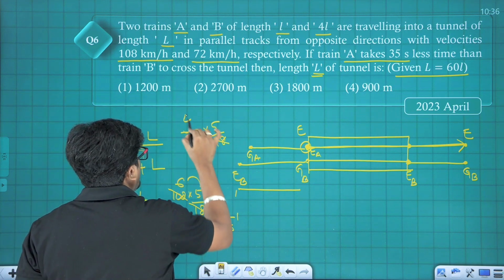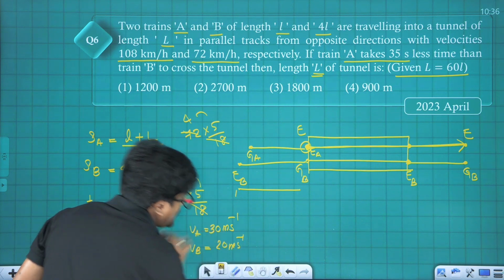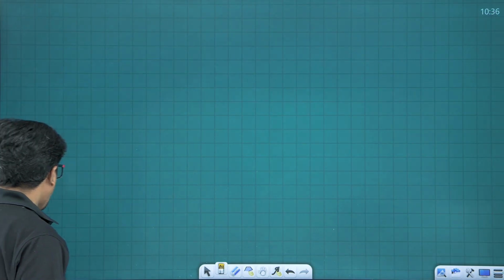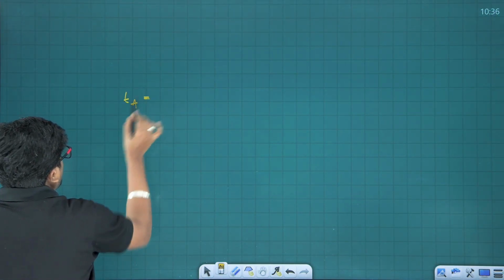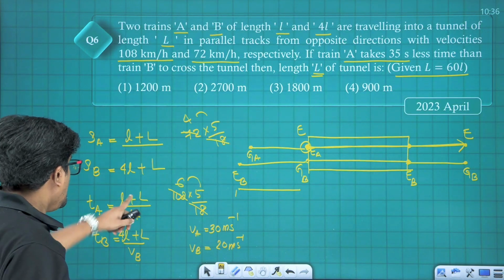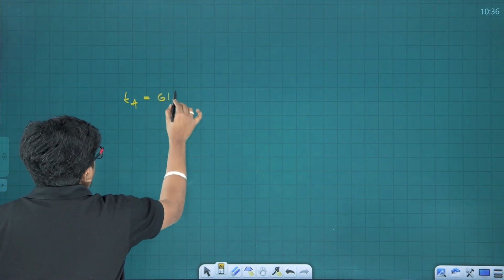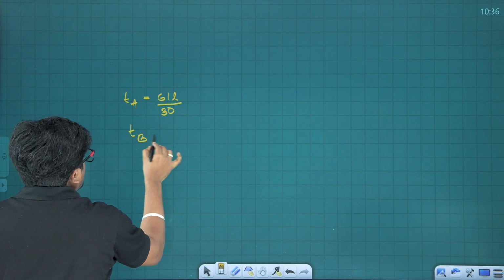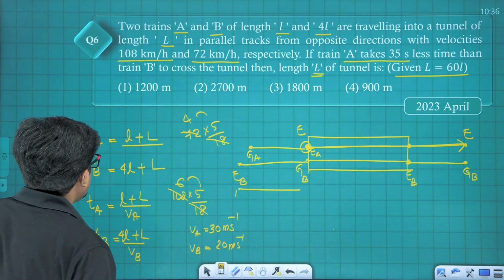Here this is 4. So here this is 20 meter per second. Alright. So if I go ahead with the calculation, TA is equal to, capital L can be taken as 60L. 60L plus L is 61L. So 61 times L upon 30, and TB is equal to 60 plus 4, that is 64L.